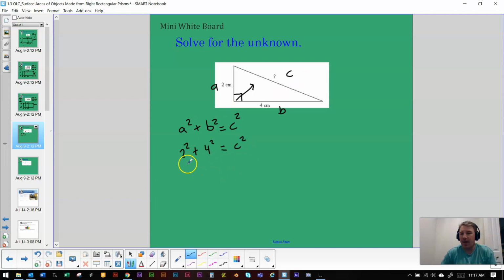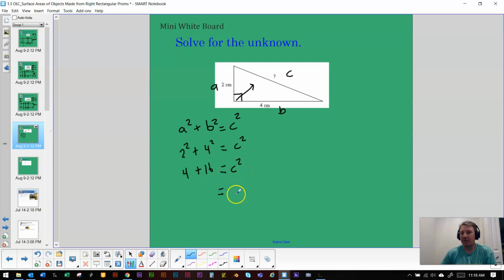Now we can just do some math, BEDMAS, order of operations. So 2 squared is 4. 4 squared is 16. Again, you really, really should memorize the squares up to 20. And if you're having trouble memorizing them, print them out on a piece of paper and have them handy because it'll just make your life so much easier. So we've decided that 4 plus 16 equals c squared.